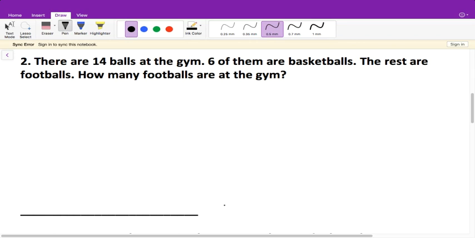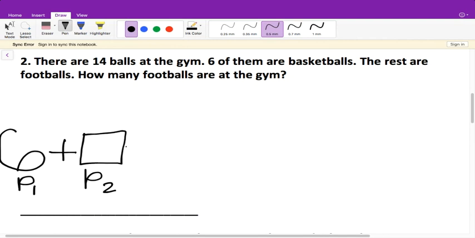So we're going to look and see what the parts are. I can see that one of the parts is basketballs. So I'm going to use 6 for part 1 plus part 2 is footballs, and it just says the rest. So I know that's a missing number. And all together, we have 14 balls, which is our whole.